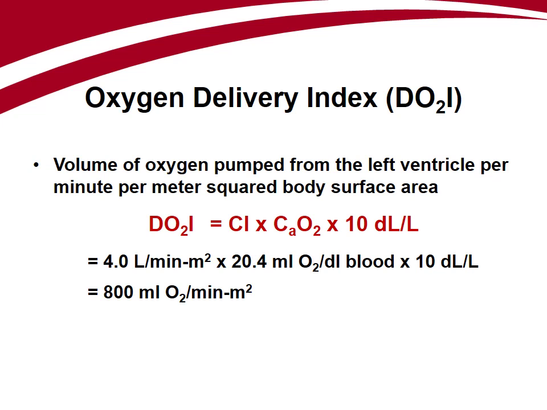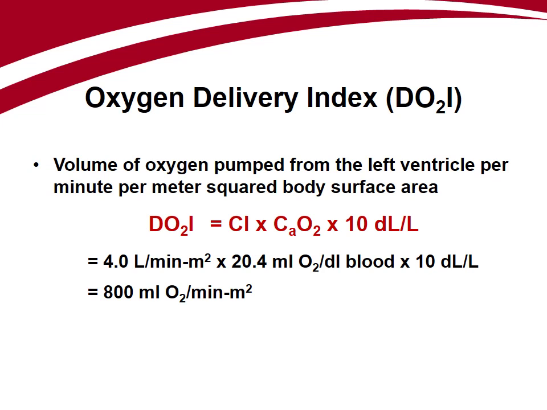Since we always use indexed hemodynamic parameters to account for differences in patient size, the oxygen delivery index is thus cardiac index times the arterial oxygen content. We use a correction factor of 10 to correct for the fact that cardiac index is measured in liters and oxygen content is measured in milliliters.